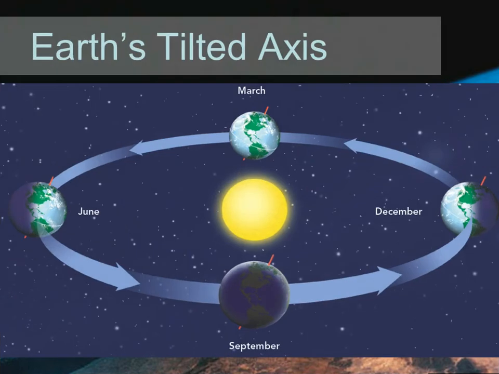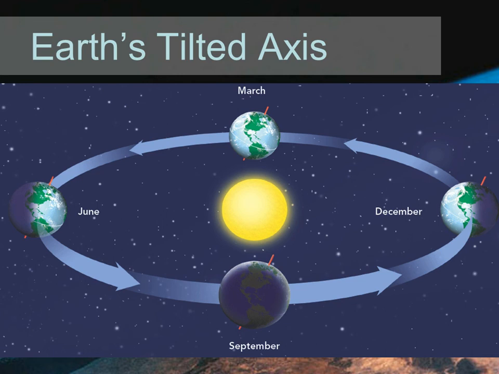Now, when we look at the tilted axis then, we can see it has a huge effect on the seasons, especially on the fact that we can see that the northern hemisphere in June is pointed towards the sun, which means that it is experiencing the summer season at that point. Whereas we can see in the month of December, the northern hemisphere is tilted away from the sun, and so that means that it is experiencing winter at that point. And then in March and September, we are having the equinoxes and getting a roughly equal amount across the surface.